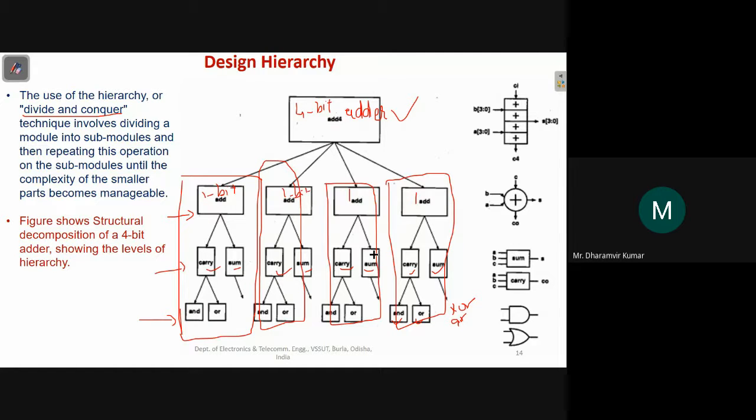You should try to use this concept whenever you design a complex circuit, whether it is a circuit related to communication, related to some kind of DSP application, some kind of filter, basically any kind of circuit. If you are designing some kind of Arduino based design, whatever design, if it's a complex one, you can use this concept wherever it is applicable. It will always give you some beneficial result. So this is the structural decomposition of a 4-bit adder showing the levels of hierarchy.